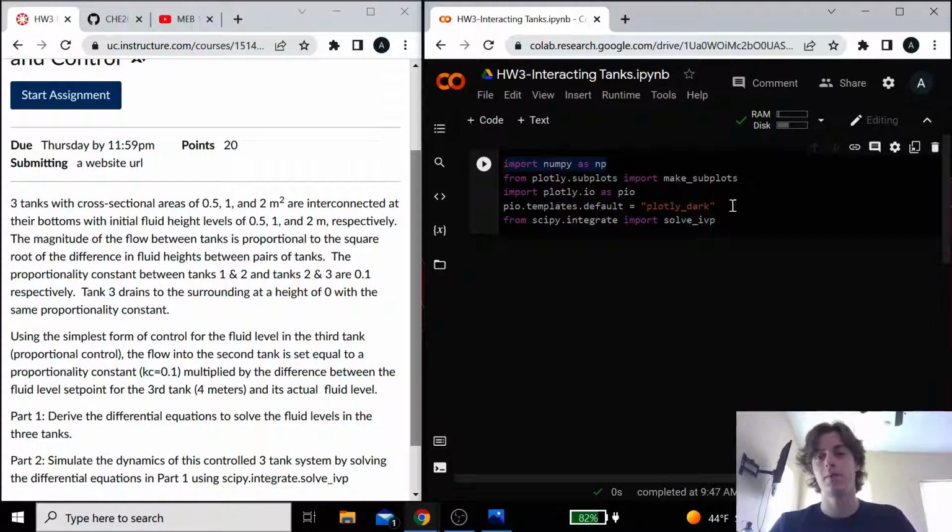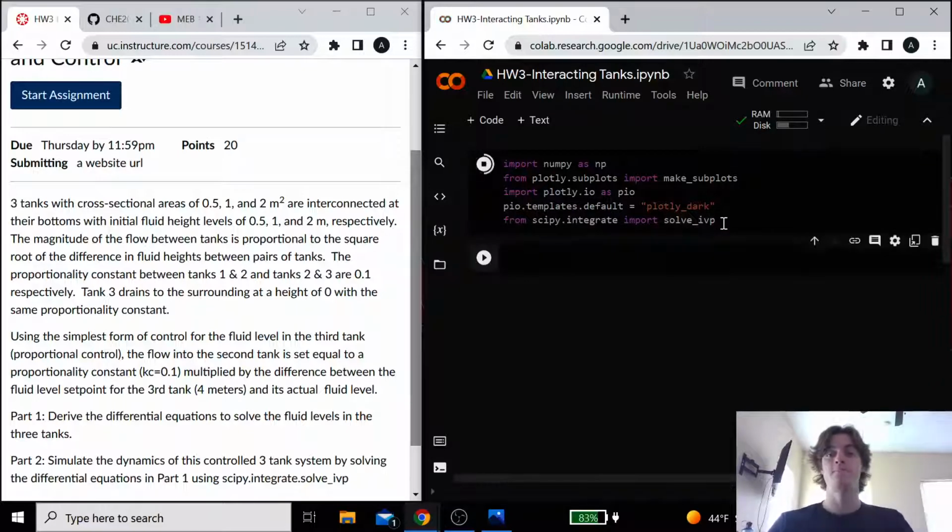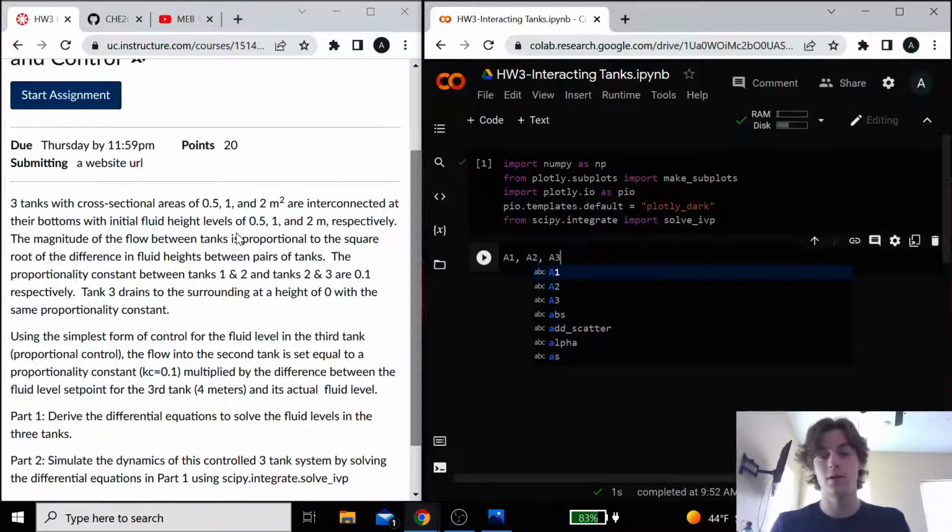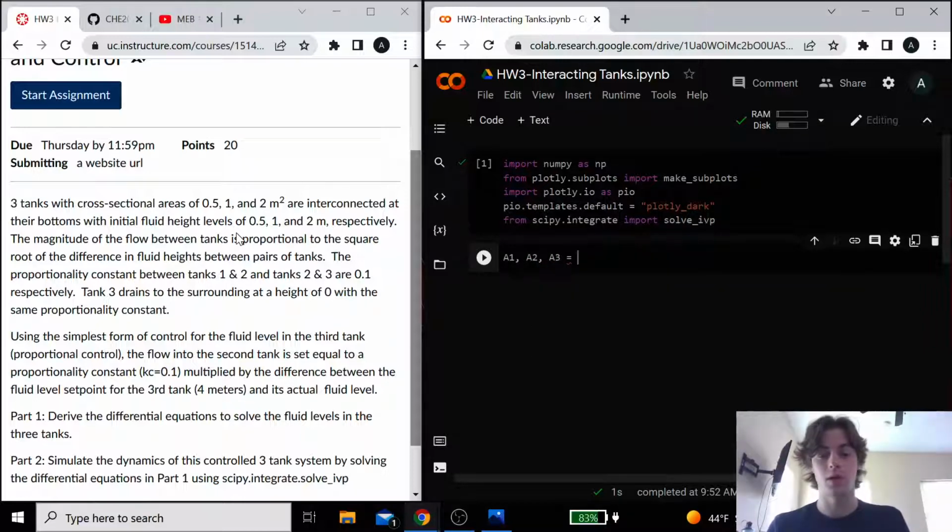What I'm going to start with is my import statements here. We have numpy, which will be used in plotting the heights of the tanks, and then we'll use solve IVP to solve our differential equations. So I'm going to start with defining our constants. We have our cross-sectional areas of the three tanks, which are equal to 0.5 meters squared, 1 meter squared, and 2 meters squared respectively.